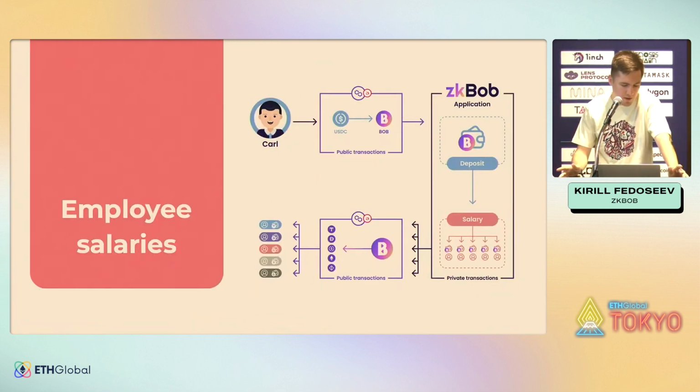So, as I said, with the example of salaries, here is how it all works. We have our employer, Kirill, let's say, who wants to pay his employees privately. He has USDC, let's say. He's able to go to Uniswap or the 1inch UI to swap his USDC to Bob at a nearly 1-to-1 rate, then deposit this whole amount to the zkBob application. And then when the day of the salary comes, he's able to, within one transaction, pay all of his employees using their zk addresses. And then once the employees receive their salary, they are able to freely withdraw their Bob back to the public wallet. And so nobody really knows how much each employee receives and what he does further with his money.